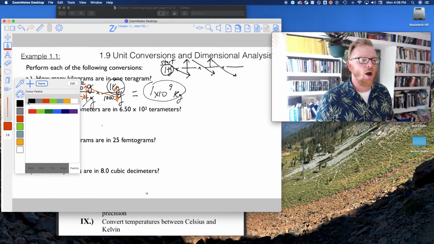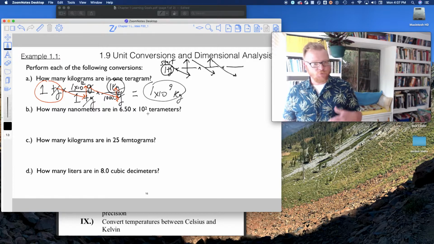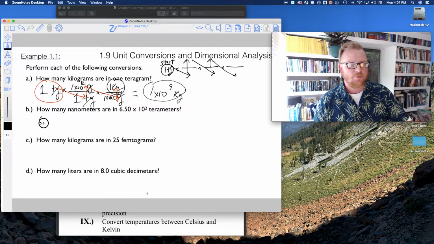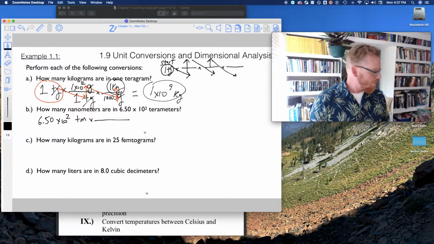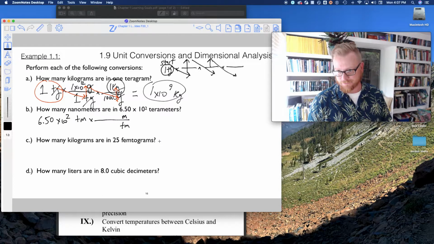Okay, so let's try. I'll walk you through this one, this part B, and then I'll work through C and D on my own. How many nanometers are in 6.5 times 10 to the 2 terameters? Okay, so how do we start this thing? Well, we start with the number we were given. In this case, 6.50 times 10 to the 2, and that's a terameter, TN. So automatically, I know I'm going to put a terameter down here, and then I'm going to put a meter up here.